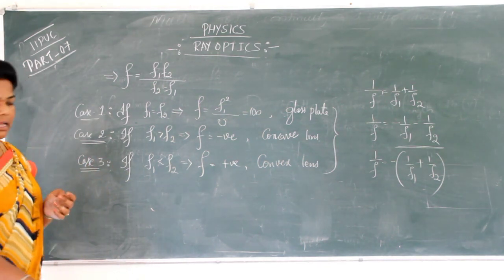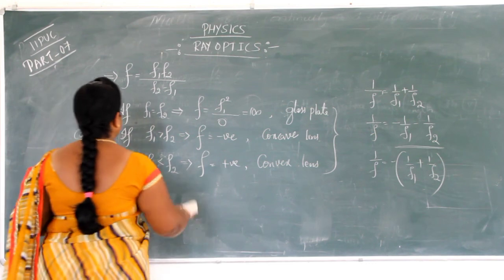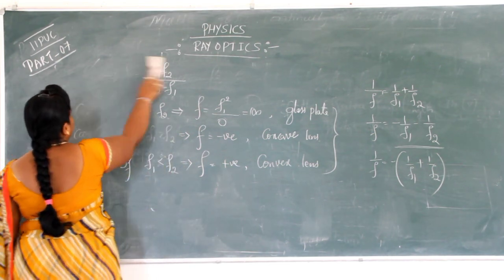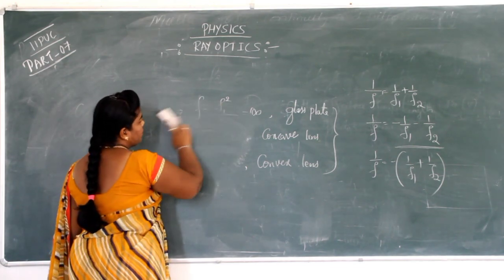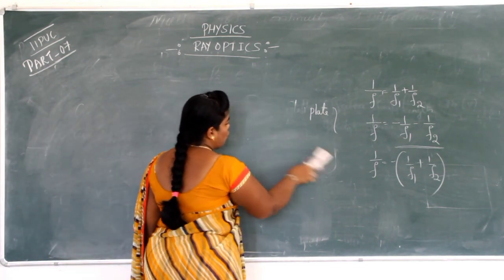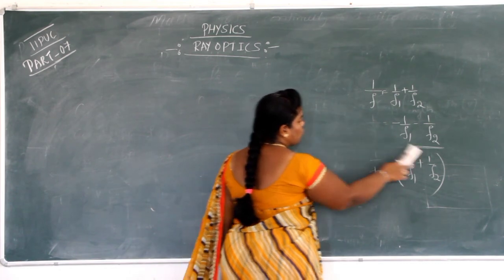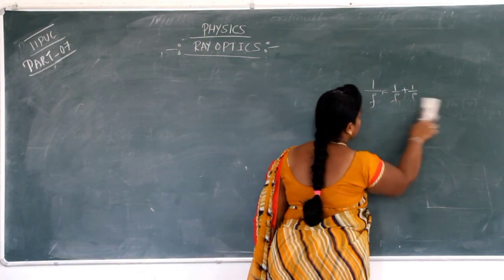This is about combining lenses. My dear students, hope you got how to combine two thin lenses in contact. The combination may be convex-convex, convex-concave, or concave-concave.